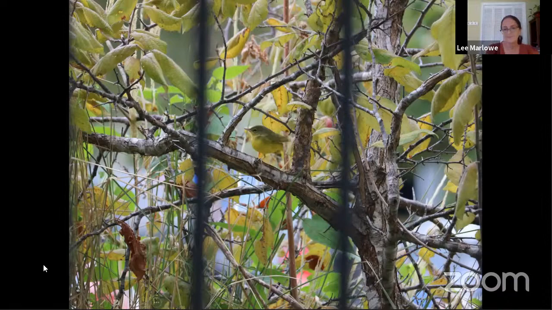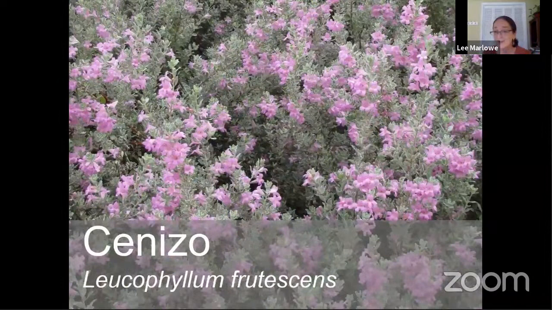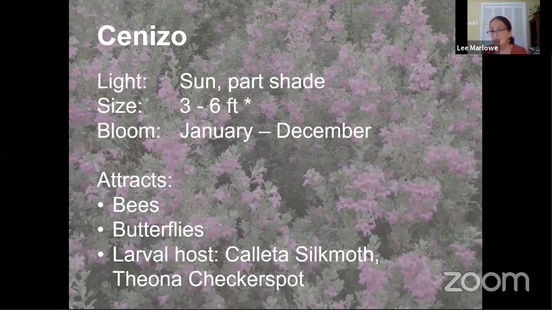All right, the next one is cenizo. This plant goes by a lot of different names. Texas sage is another common name that's used. Barometer bush is used. This is an amazing, amazing shrub. It grows generally to be about 3 to 6 feet tall. It can get taller than that. There are a lot of varieties out in the trade, and you can find compact varieties and others. It's just magnificent because it has the potential to bloom January through December.